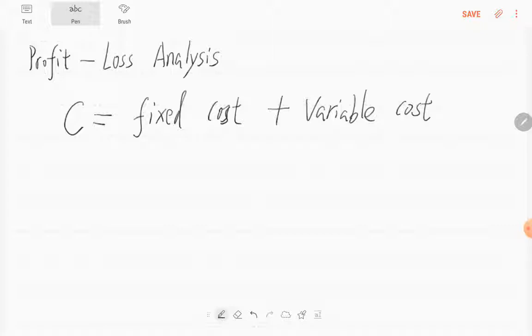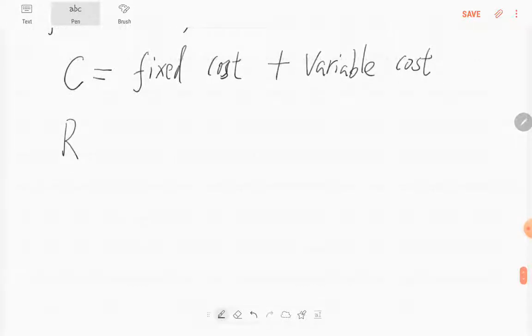And we also have some revenue, which is also called income. We denote it by capital R. This is the amount of money that the company receives from selling its product. So this is called revenue.